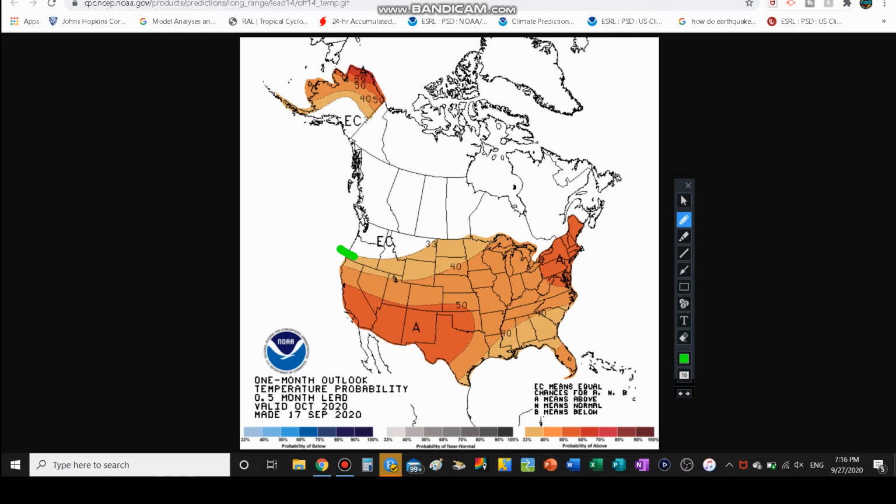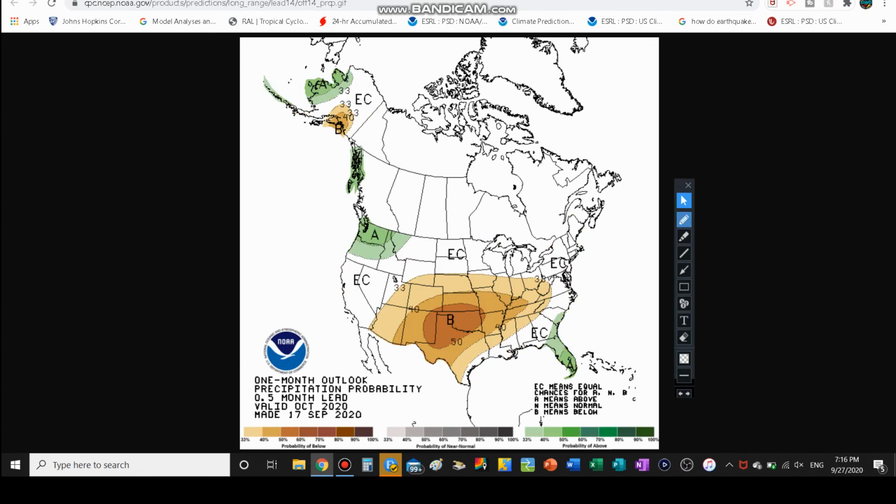Northwest United States, equal chances. Alaska could be a little bit warmer according to this, but hopefully in a couple days we'll get an update from that. And then precipitation from it, dry for central and southern part of the plains and the southeast coast, northwest coast, and western parts of Alaska could be a little bit more on the wet side.